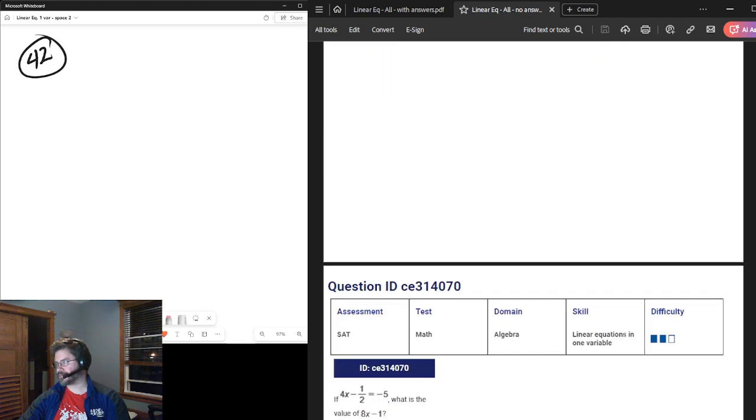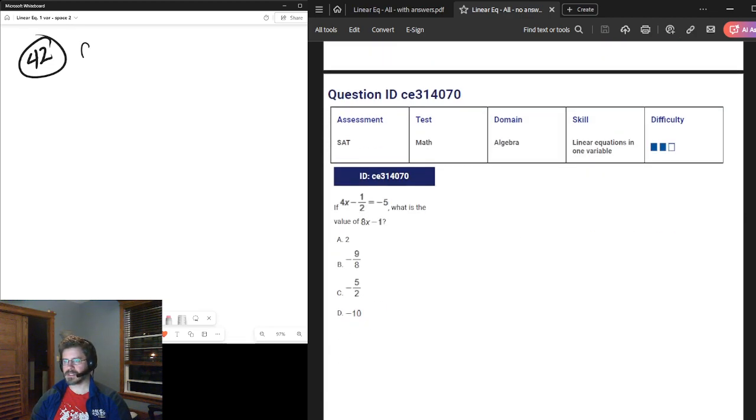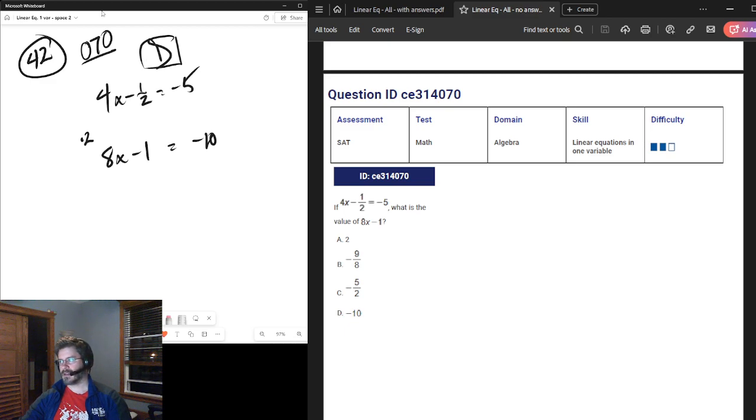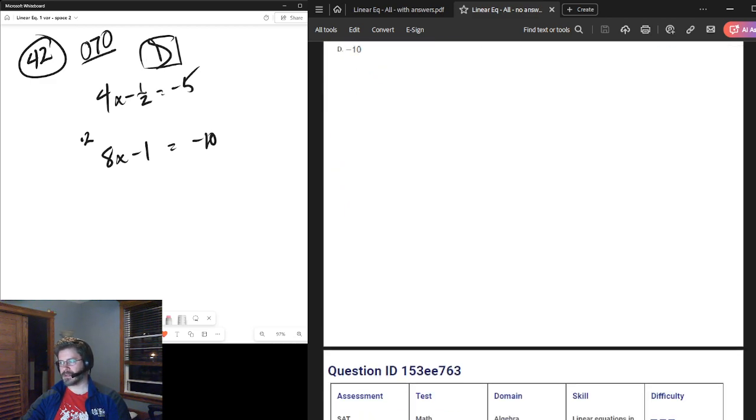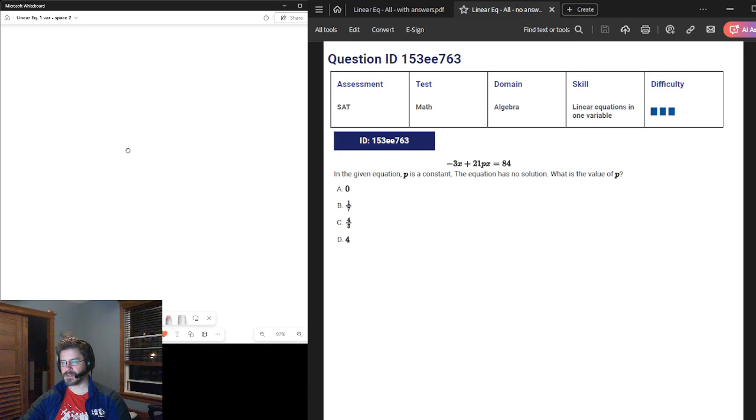42. 070 is our code. We've got 4x minus 1/2 equals -5. They want 8x minus 1. Do you see the trick again? This time times 2, so -10. They made that one a 2-pip difficulty, even though the other ones were only 1 pip. I wonder if it's because there's a fraction in there and people freak out when they see fractions.